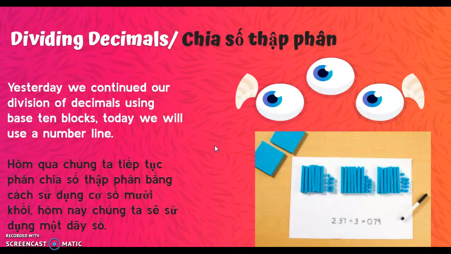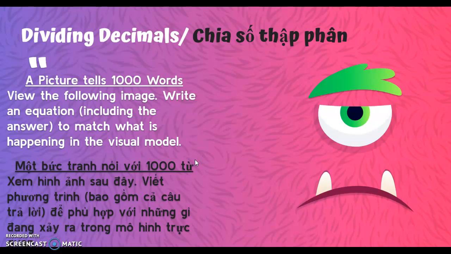Yesterday, we continued our division of decimals using base 10 blocks and base 10 block drawings. Well, today, boys and girls, we're going to review and practice dividing decimals, but today using number lines. So, they say a picture is worth 1,000 words. On the following page, I'm going to show you an image, and I want you to write an equation, including the answer, to match what is happening in the visual.